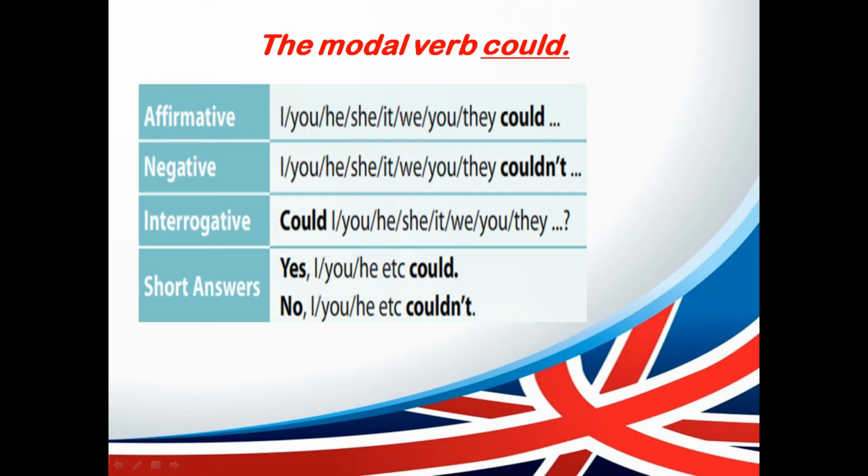The next verb we are going to talk about is could. Could is the past simple of can. Could, was able to, is used with all persons, singular and plural. We use could to talk about ability in the past. To talk in negative, we add the particle not to the modal verb could. To ask a question, we put could in the first place. To make a short answer, we begin with yes or no.